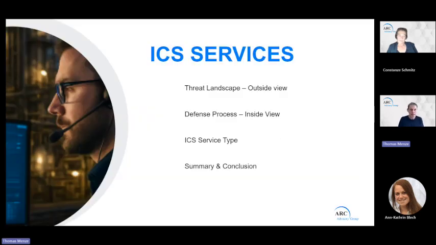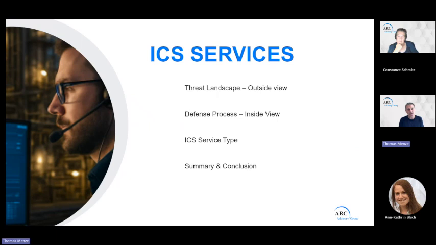So we clustered the ICS services into an outside view, an inside view, and ICS services available or types. Let's start with the outside view. What's that? Outside view is really the threat landscape, because that is coming from the outside, the attacker sitting outside, and the regulatory landscape is something which pressurizes the industry as well, and we allocated that to the outside view.